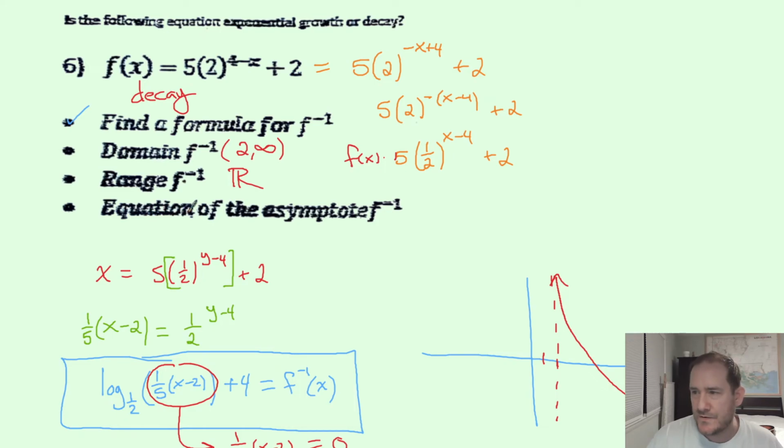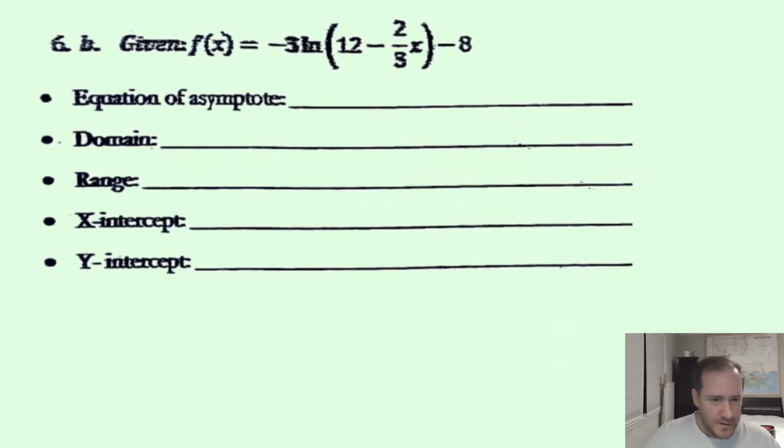And it says the equation of the asymptote of the inverse. Well, it's a vertical asymptote at x equals 2. So there's this whole problem sorted. Last one feels pretty good. Another problem.